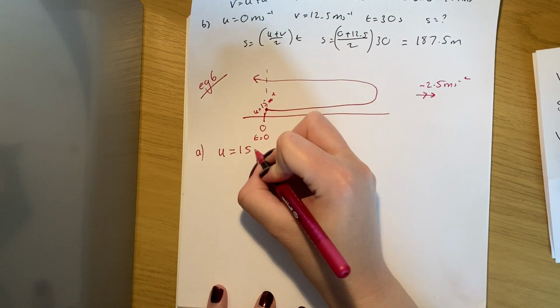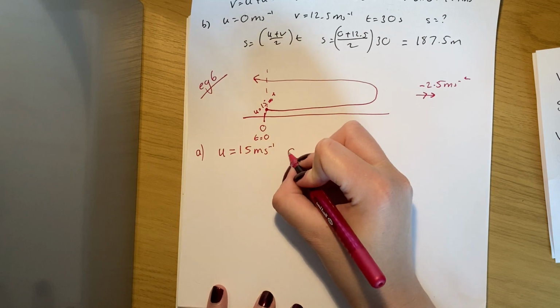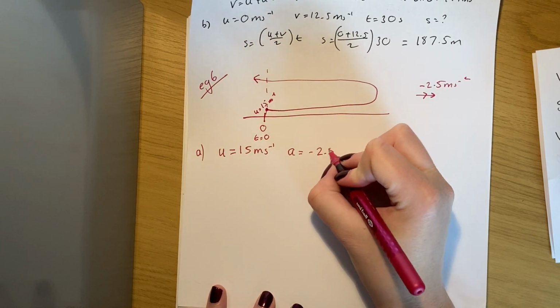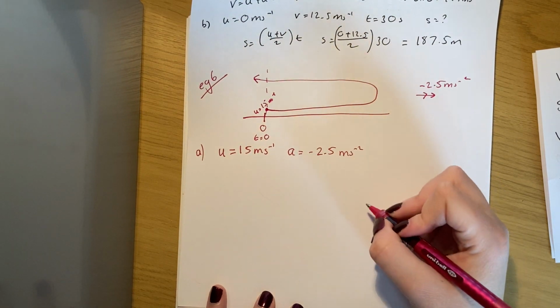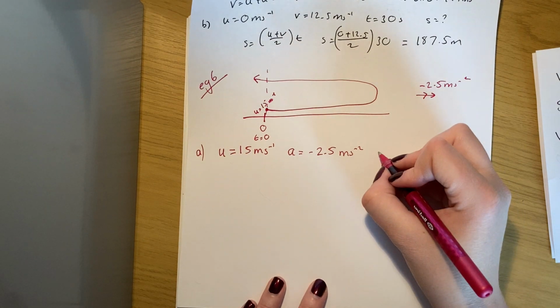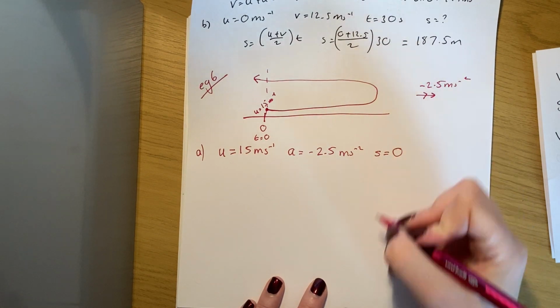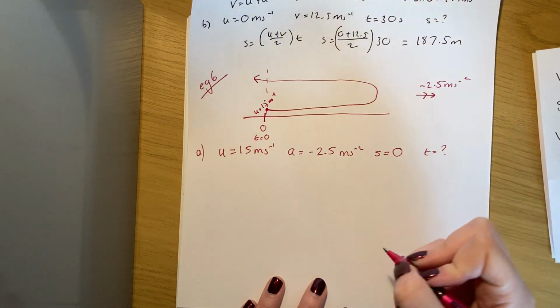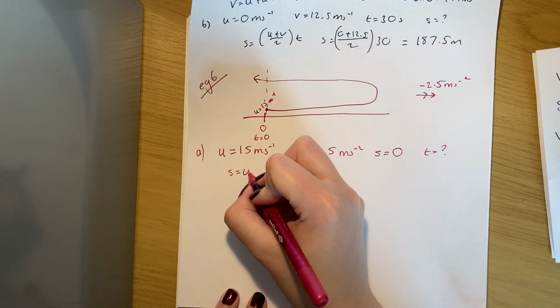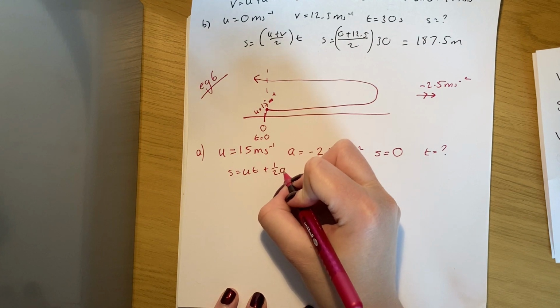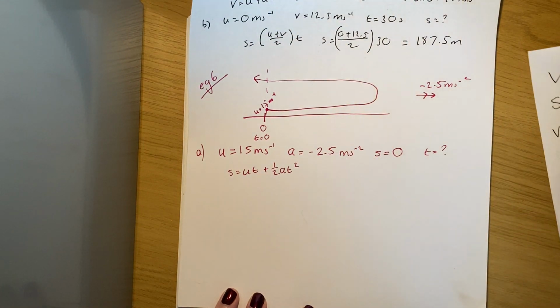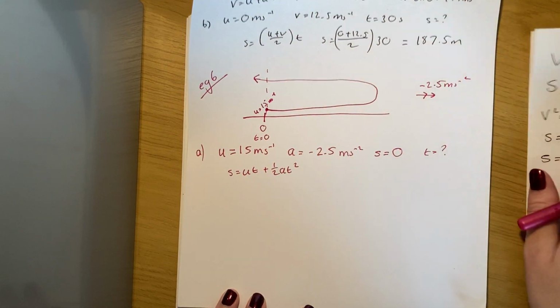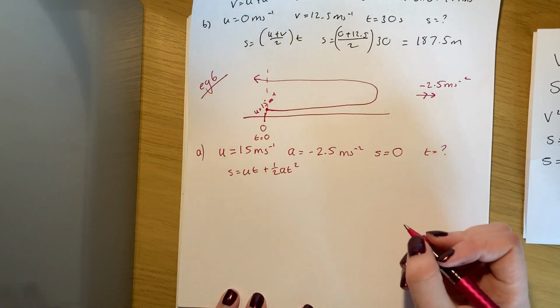So our initial velocity is 15 metres per second. Our acceleration is a deceleration, negative 2.5 metres per second squared. We've returned to the origin, so our displacement is 0, and we are calculating time. So S equals ut plus half a t squared. Remember, I've still got my formulae. They're just here, ready if I need them.